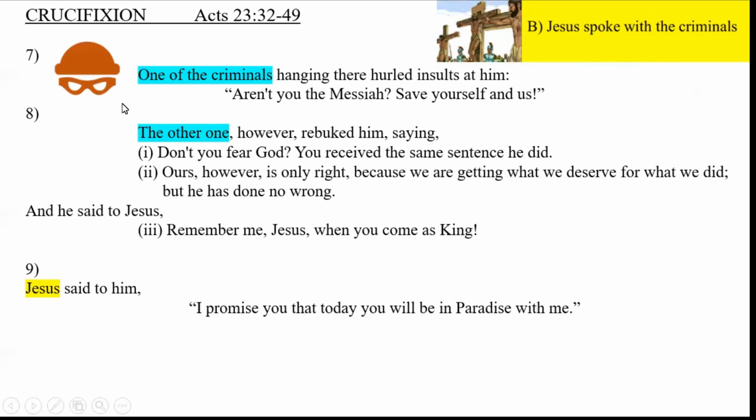Now we are moving to the second portion, which is Jesus' conversation with the criminal. So we have criminal 1. The first criminal said, "Aren't you the Messiah? Save yourself and save us." So he was insulting Jesus.